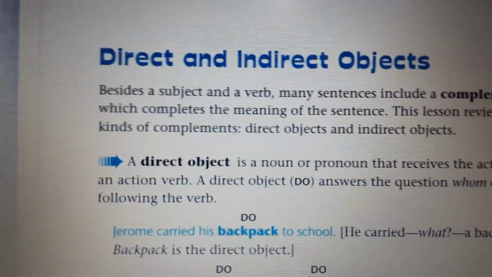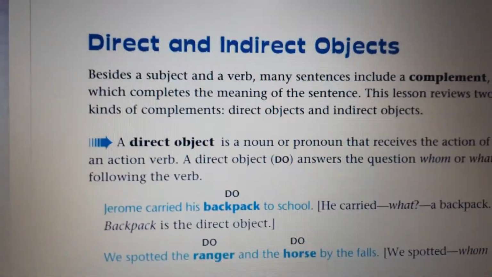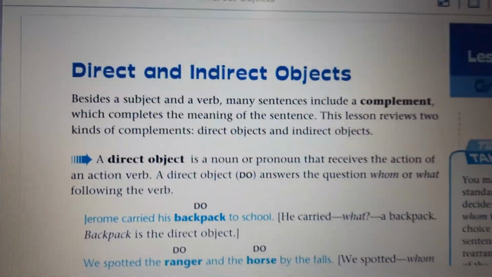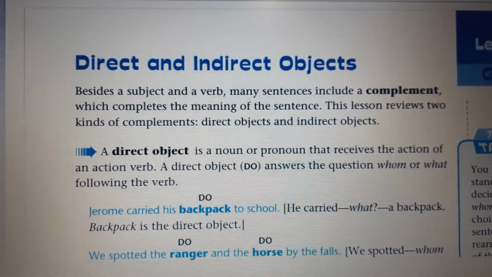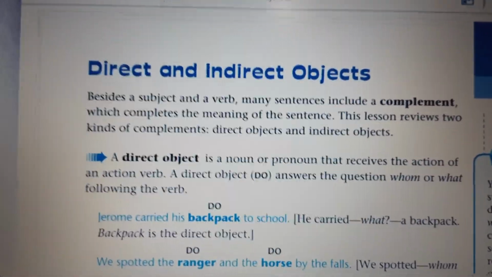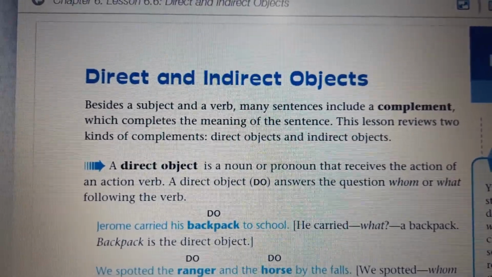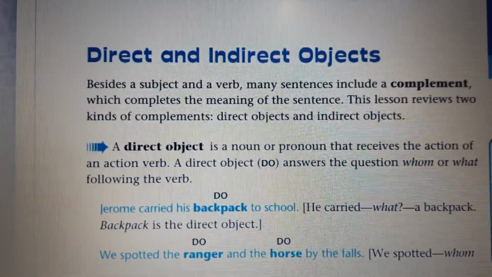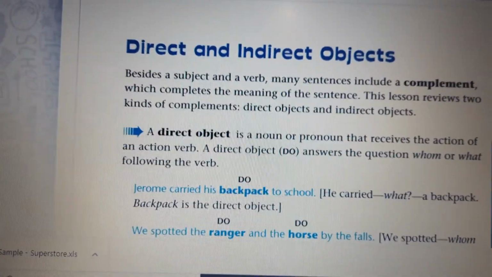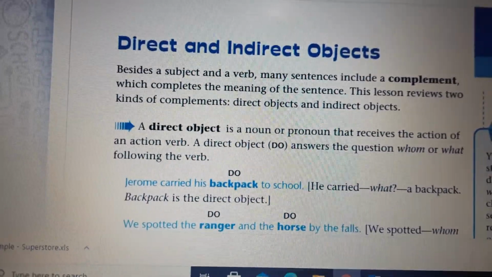Okay, so first, what is the meaning of a direct object? A direct object is a noun or pronoun that receives the action of an action verb. A direct object, you can refer to it as DO, answers the question whom or what following the verb. So you're gonna use whom and what. You're gonna make a question, whom or what, just to know where the direct object is.